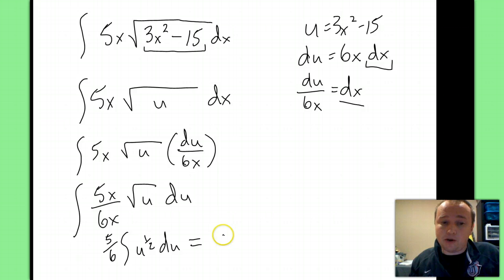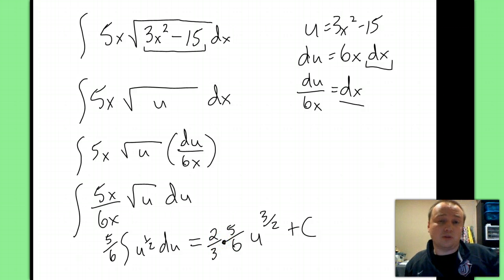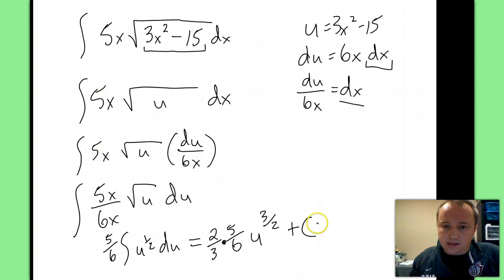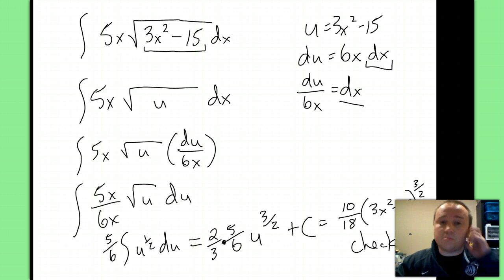Antiderivative. Add a power, divide by a power. So I have 5/6 u to the 3 halves plus c, but I needed to divide by that power, which is times 2/3. Because if you divide by 3 halves, it's the same thing as multiplying by 2/3. And so I now get 10/18 of u to the 3 halves plus c. But what's u equal to? 3x squared minus 15. You've done it. Could you check? Yes, you can check after doing u substitutions, but it's going to be a lot of work.